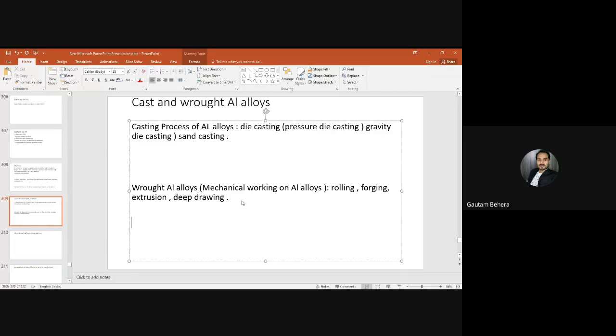Let me write here: need of heat treatment in aluminum alloys. One need is strengthening, and the other need is that we can bring ductility, so that we can deform it more and more. We can do rolling and forging easily if we have high ductility.